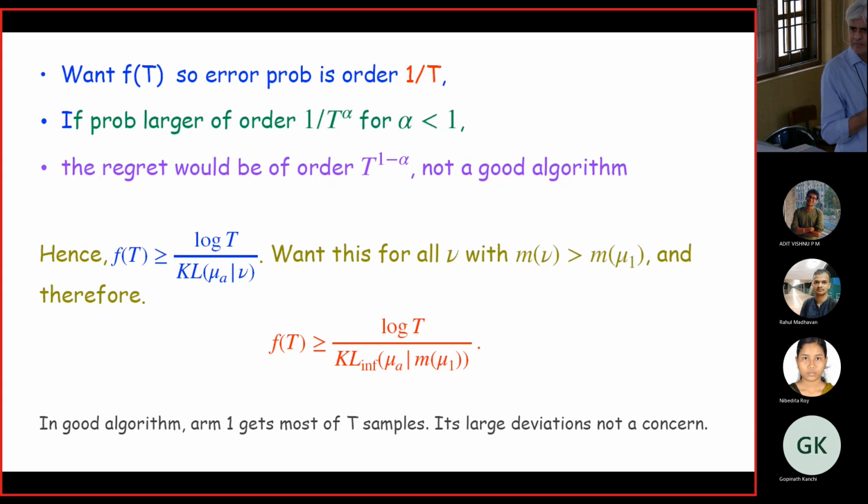But I have a good algorithm. A good algorithm is not permitted to have this regret. So I look at regret of the order 1 by t, and that tells me that my f of t should be greater than or equal to log t upon Kullback-Leibler of mu A and mu. It's a very heuristic argument. You can derive these things very precisely, asymptotic as t goes to infinity. And the tool is the data processing inequality. You can discuss that later.